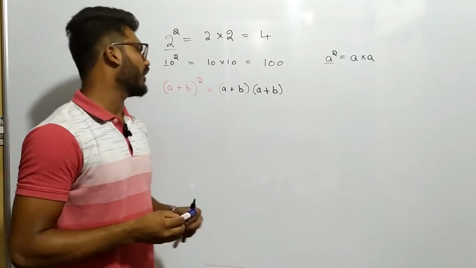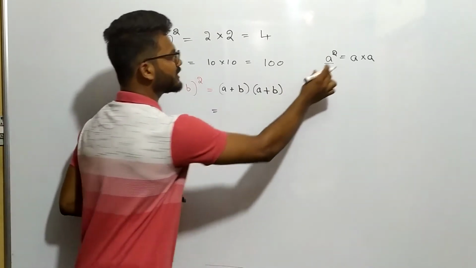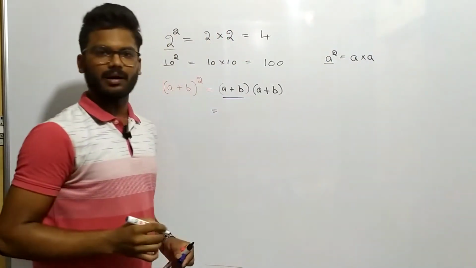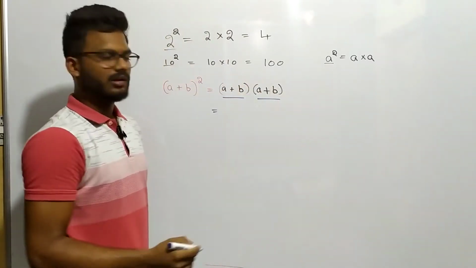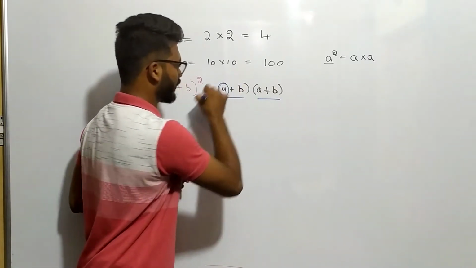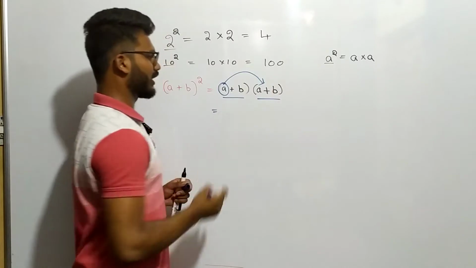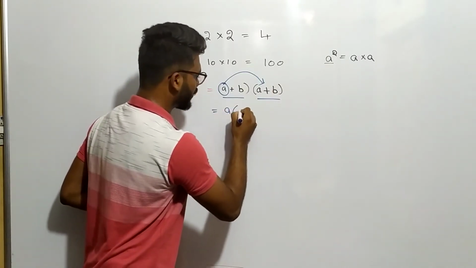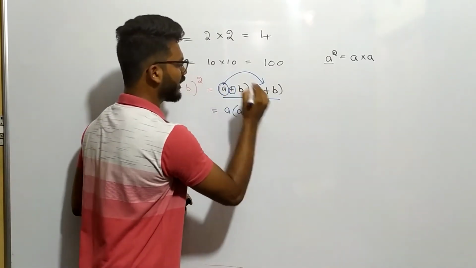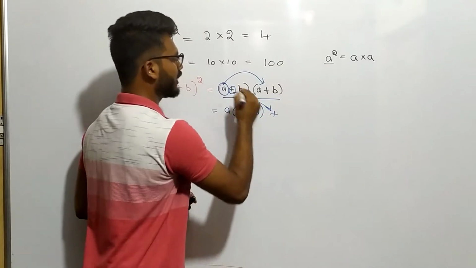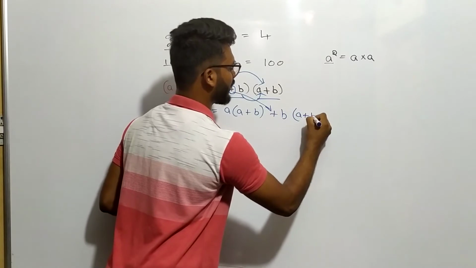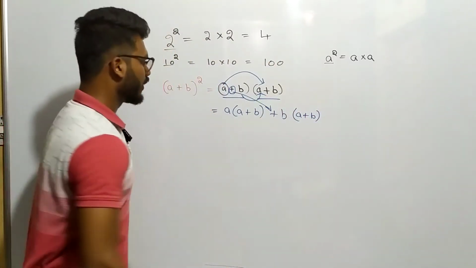Now what do we have to do? As this is a single term, you can multiply directly, but here it is a binomial, with 2 terms. How to multiply this algebraic expression? First, take the first variable and multiply it with the whole second bracket. What will you get? a into (a + b). In the same way, for the second term, with the plus sign, b into (a + b). We have to multiply the whole expression.